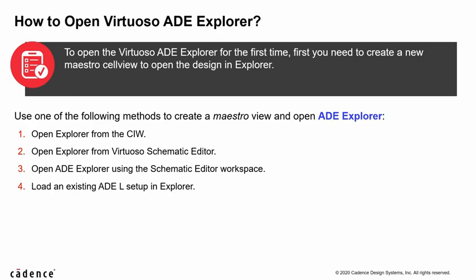You need to have a Maestro view to work in the ADE Explorer that uses the redefined directory structure that we looked at earlier. Then there are different ways in which you can create a Maestro view in the ADE Explorer. You can open Explorer from the CIW. You can open Explorer from the Virtuoso Schematic Editor. You can open it using the Schematic Editor workspace, or you can load an existing ADL setup in Explorer. All these actions will prompt you to go ahead and create a Maestro view if one does not exist for the design that you're accessing.